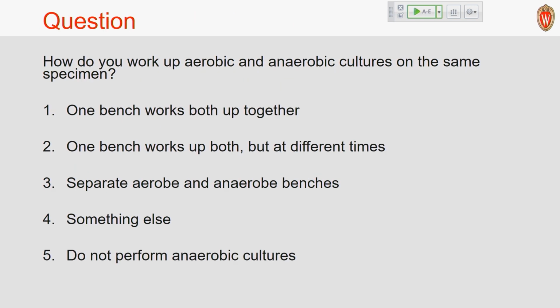So here's a question that's come up: how many of you work up your aerobe and anaerobe cultures on the same specimen at one bench? Or how do you work it up? Does one bench work up both together, at different times, maybe because you're a smaller lab, or do you separate them onto different benches? So let's take a count here.